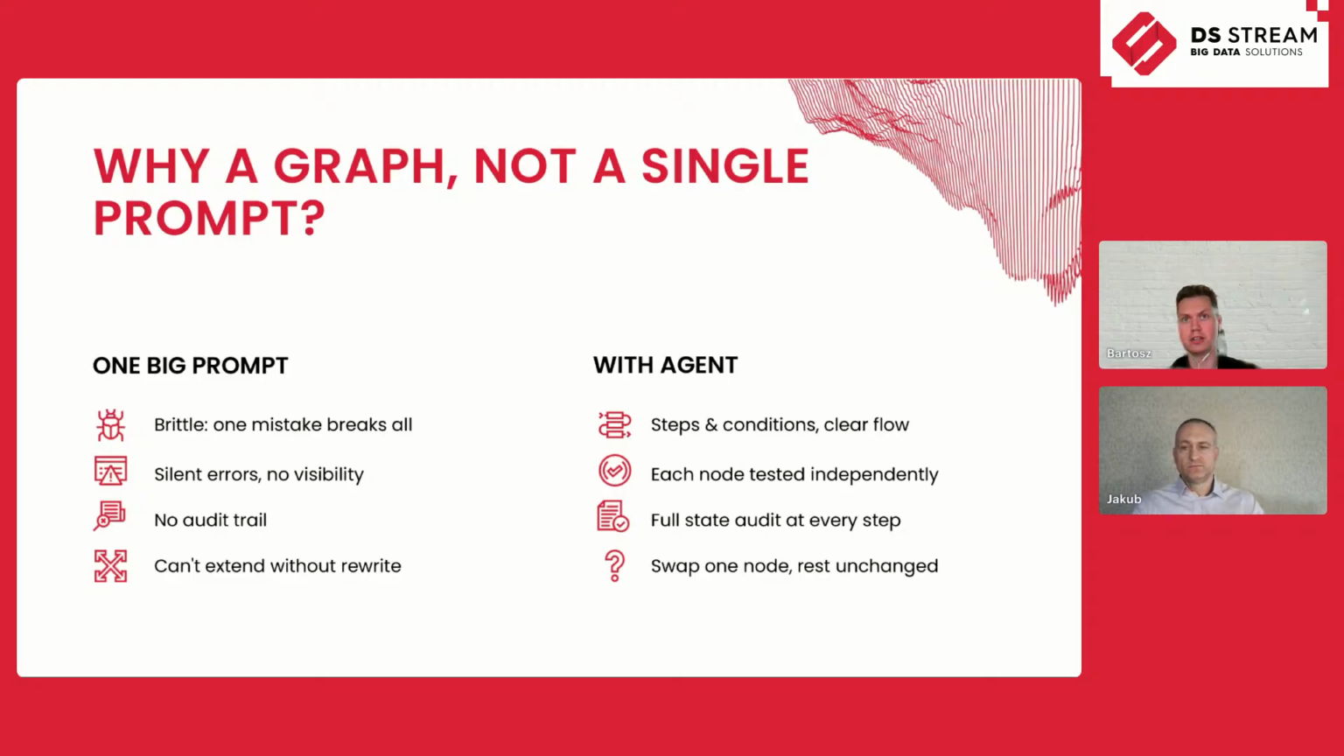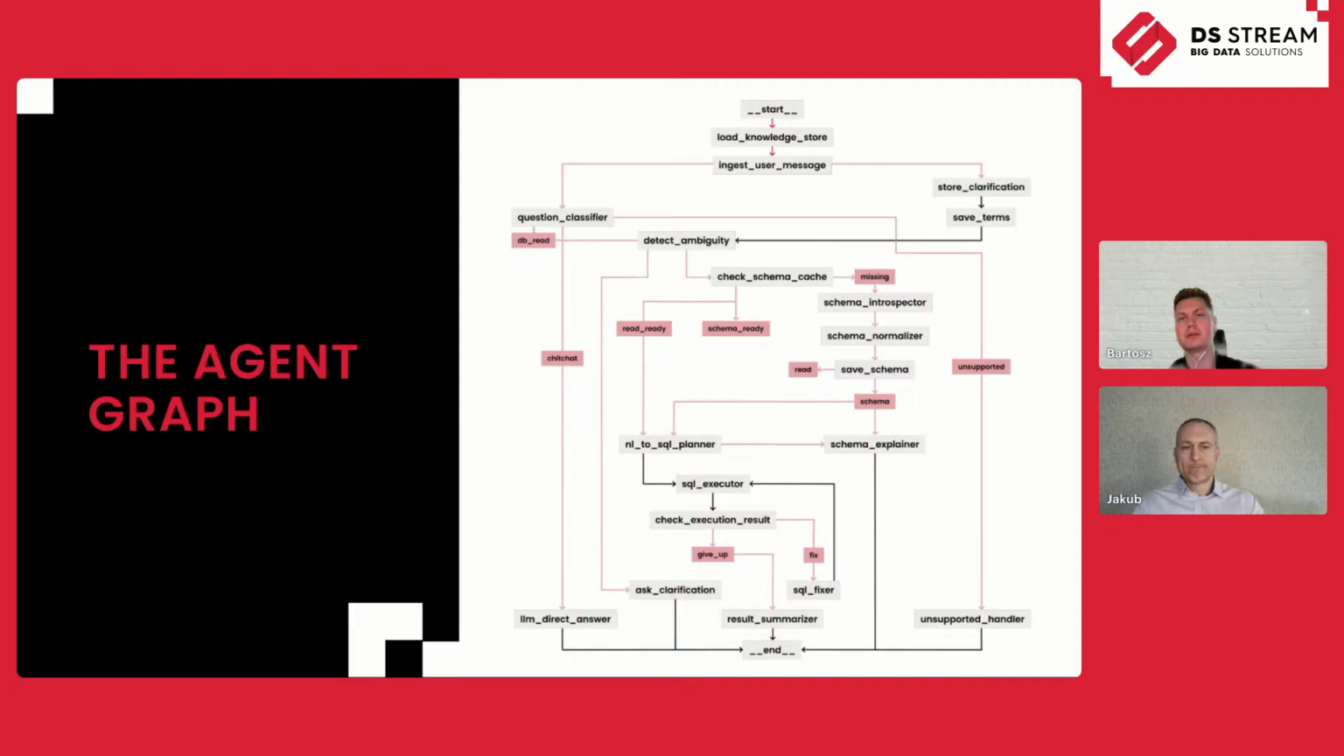Exactly. So let's take a closer look at this graph, which is presented on the screen. So yeah, that's 15 nodes as far as I can see. So that's not just a database chatbot. Indeed, that's an agent. It's over 15 nodes, and every node has a specific role. Yeah, so all right, how do these nodes actually talk to each other?